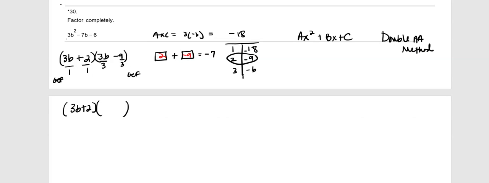And when we factor out 3, or divide each of these terms by 3, we're left with b minus 3. So this is the answer, but on the side, we want to check our answer by multiplying.